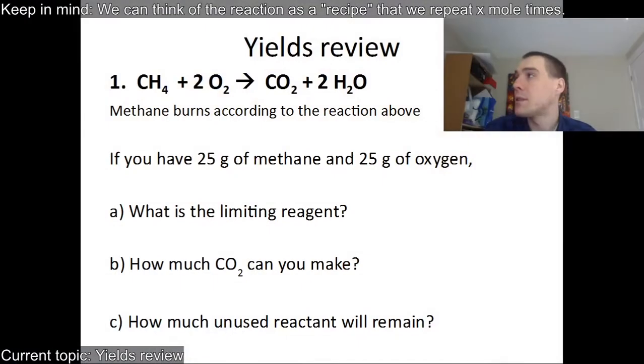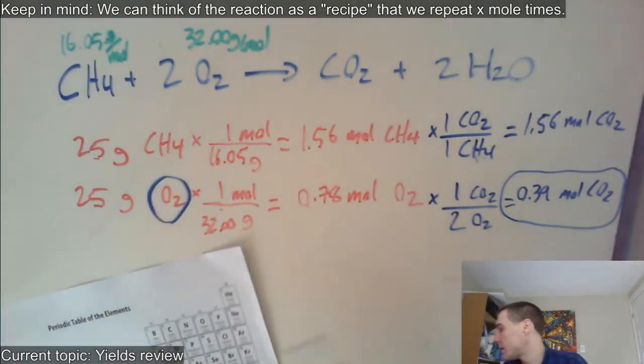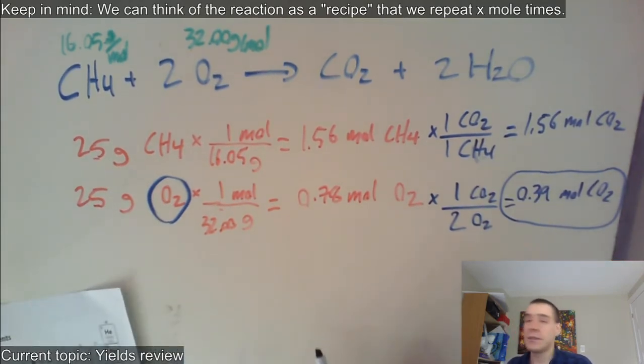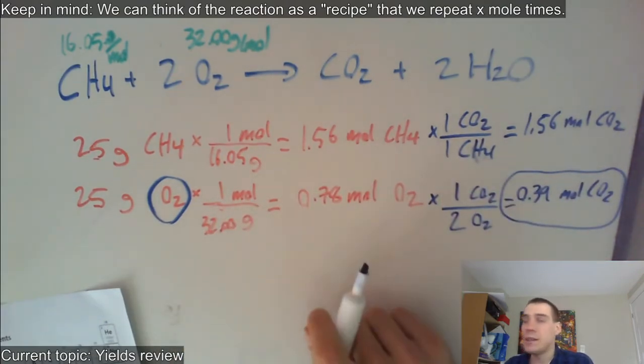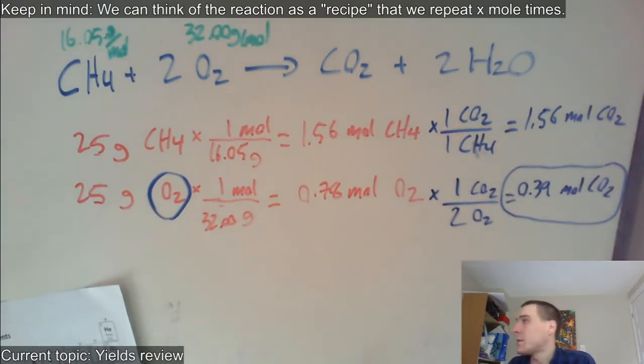Let's jump back to the question. The question was, A, which is the limiting reagent, and B, how much CO2 can I make? Well, I just answered both of those. The O2 is the limiting reagent, and I can make 0.39 moles of CO2. So this is the usefulness of these conversions. 0.39 moles of CO2.